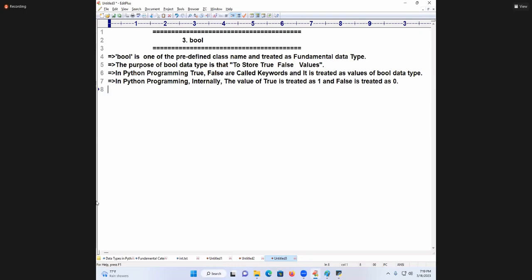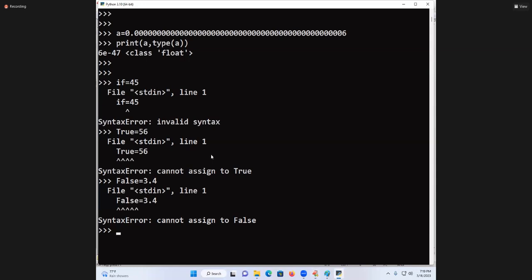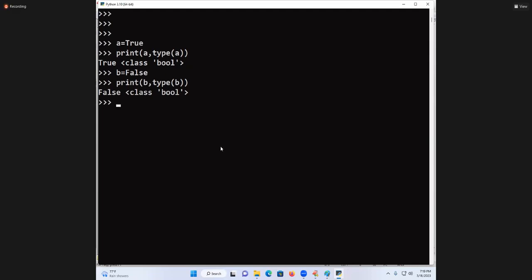Simple enough. Come back to the point. Now I am saying, be careful, students. A = True. Print A, comma, type of A. What is that? True. B = False. Print B, comma, type of B. It is called bool type. True and False are called what? Bool type. Bool is called a class, and A and B are called objects. True and False are called Boolean literals.